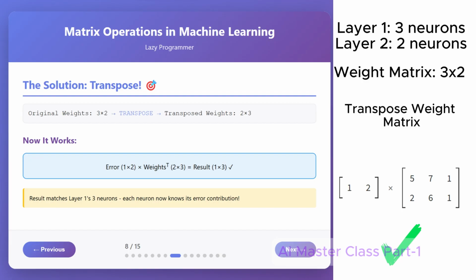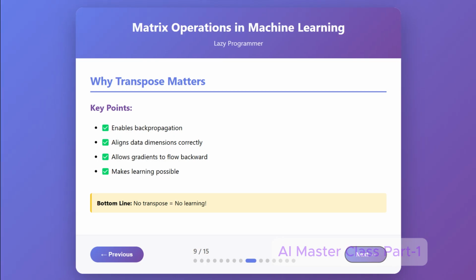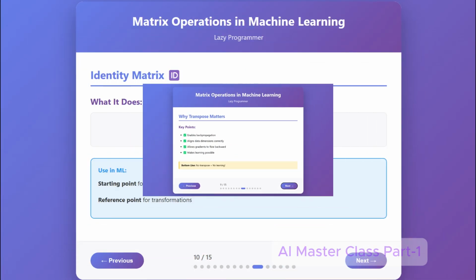Now let us see why this really matters in machine learning. When we talk about backpropagation, which is how the model learns from mistakes, transpose operations become essential. The gradient needs to flow back correctly, and transpose helps to align the data in the right shape so the learning can happen. Without the transpose operation, backpropagation would not work. So whenever learning is happening in a neural network, transpose operations are quietly working in the background to make everything fit together.